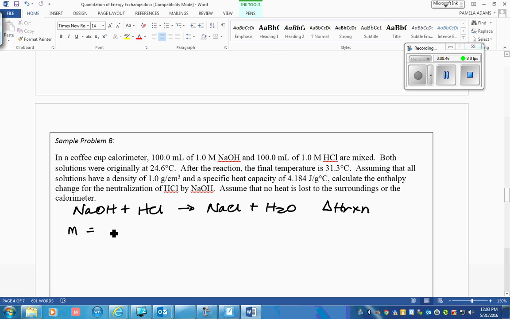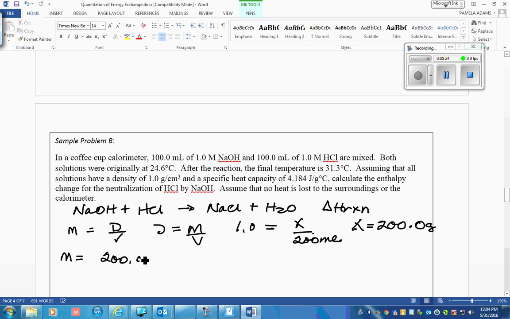But we do know that we can use the density and the volume to find the mass. So if density equals mass over volume, then mass is equal to density times volume. So the density of the solution is 1, and we're looking for the mass, and the total volume of this solution is 200 milliliters. Therefore, the mass of this solution is 200.0 grams. So our mass is equal to 200.0 grams.